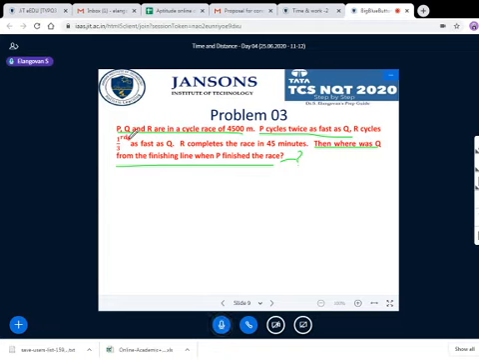P, Q, R are in a cycle race of 4,500 meters. So everybody has to cover this 4,500 meters. P cycles twice as fast as Q. So that is, the speed of P is double the speed of Q. That is the inference out of it. Now what we need to find out is, where was Q? I am just neglecting these two sentences: R cycles 1/3 as fast as Q and R completes the race in 45 minutes.